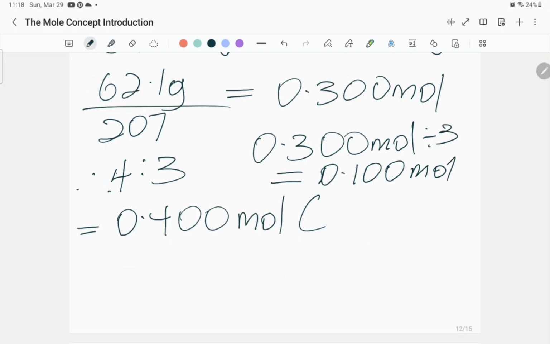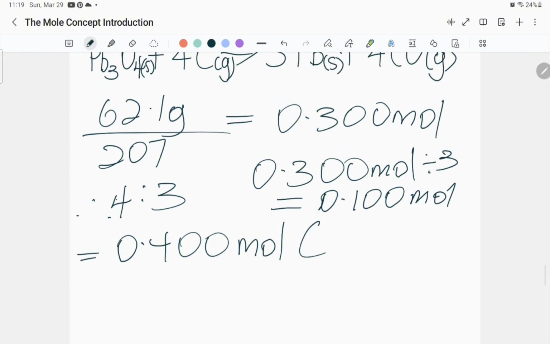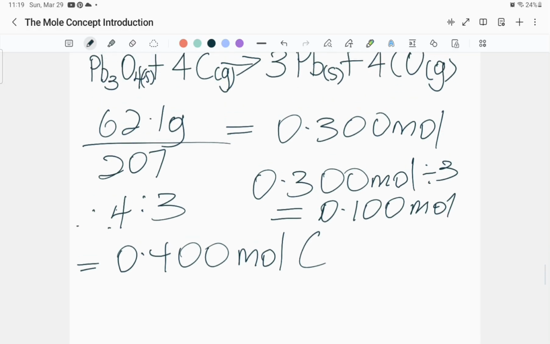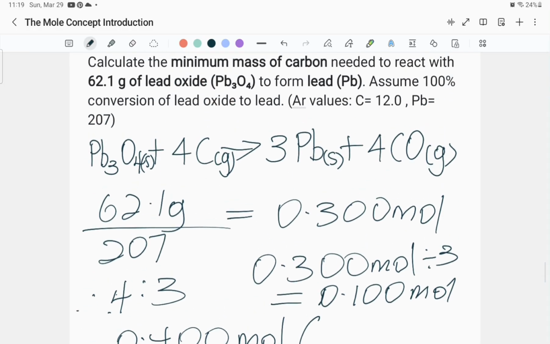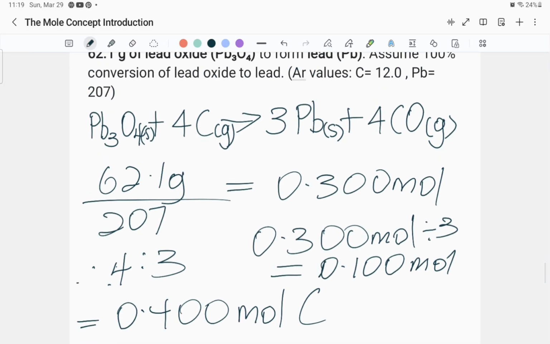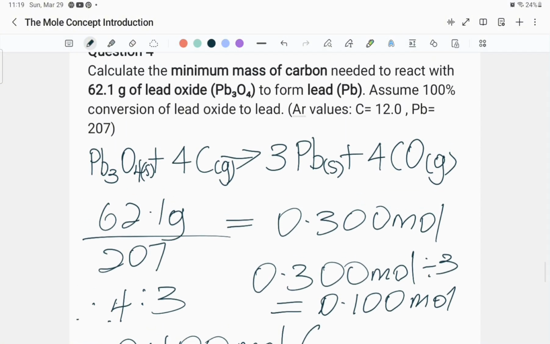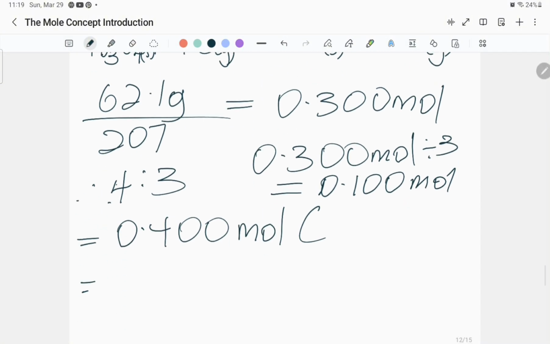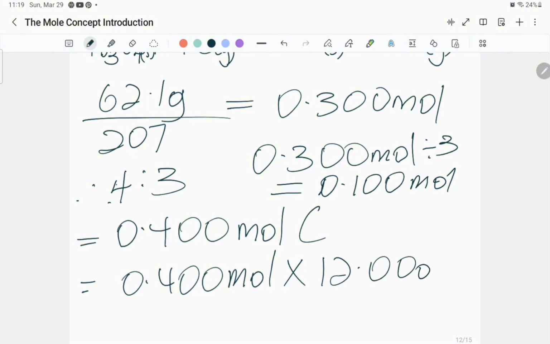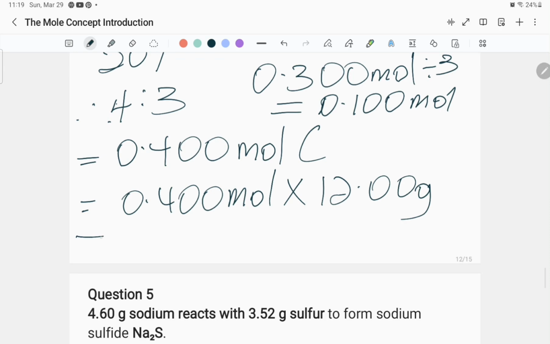Right? So now we know how many moles of carbon form. We could take that number of moles and multiply by the mass of carbon to find how many react in all. So 0.400 moles times the mass of carbon, which is 12.0 grams, equals 4.80 grams of carbon.